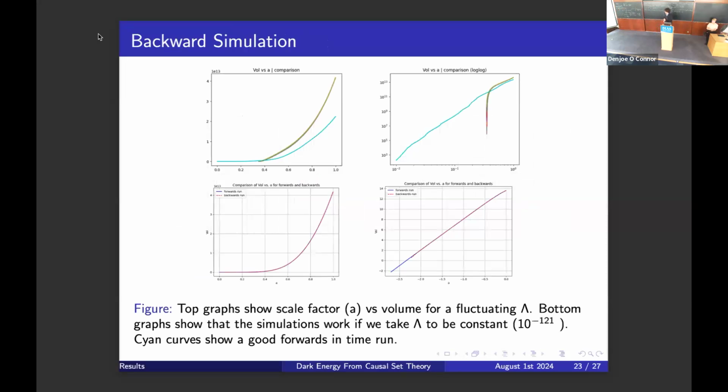And then for running the simulation backwards, you can see it didn't quite work. The volume, for some reason, is just decreasing way too fast. And these top graphs are scale factor versus volume. Log plot for this one, and not this one. This is with fluctuating lambda. And this is with constant lambda. And you can see that it's working perfectly for a constant lambda, constant cosmological constant. But whenever you try to implement the fluctuating cosmological constant, it stops working.